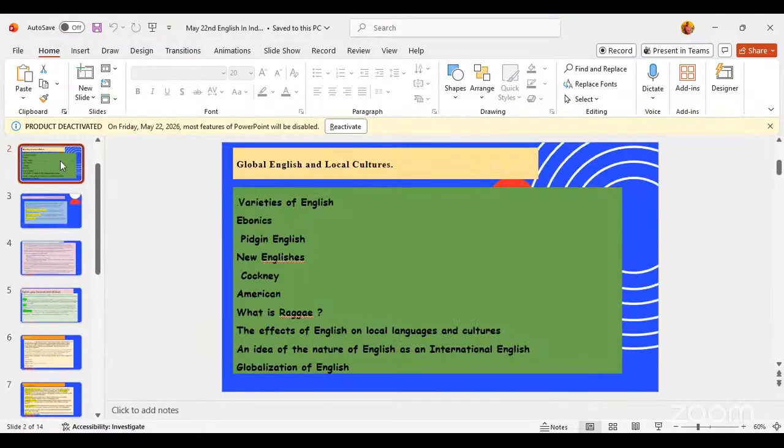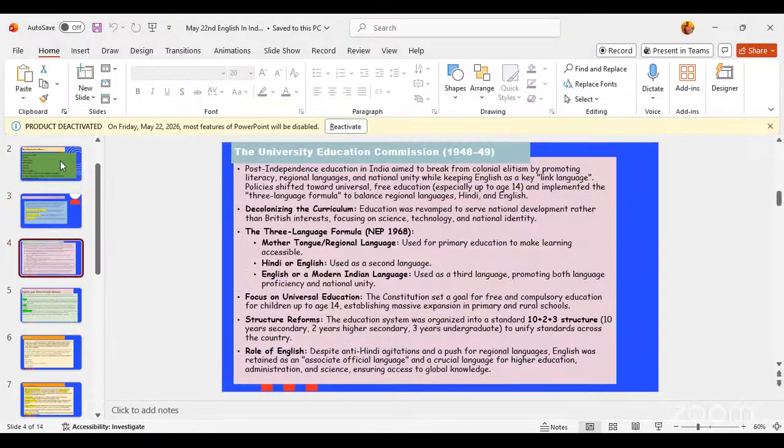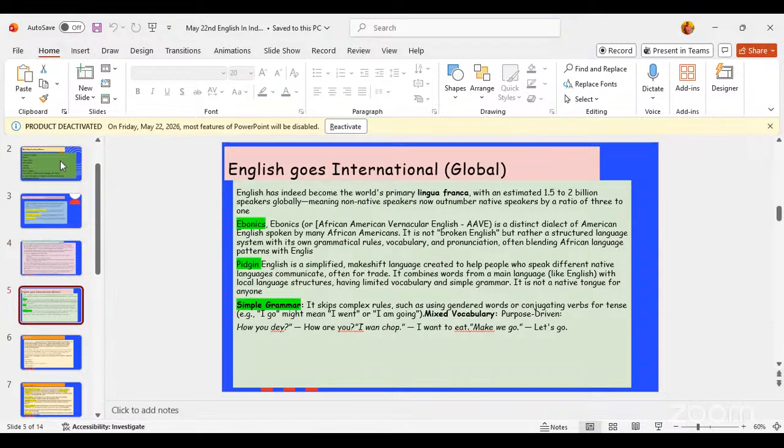So, let us review once again the varieties of English: Ebonics, New Englishes, Cockney English, and English during the post-independence era. We started with how Indian English literature emerged, with authors exploring Indian realities in a global language on the global stage, during the post-Indian Education Commission between 1948 and 49. Then how Indian English goes global, and Ebonics, which is an African American vernacular language.